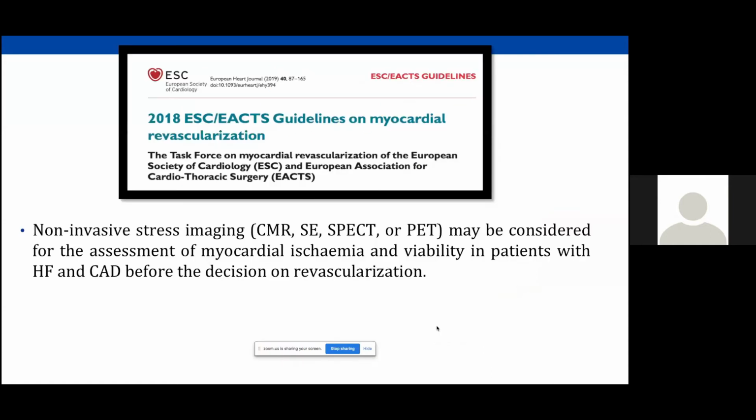And this is from the recent guidelines on myocardial revascularization. They recommend that non-invasive stress imaging, which includes cardiac MR, may be considered for the assessment of myocardial ischemia and viability in patients with heart failure and coronary artery disease before the decision on revascularization.